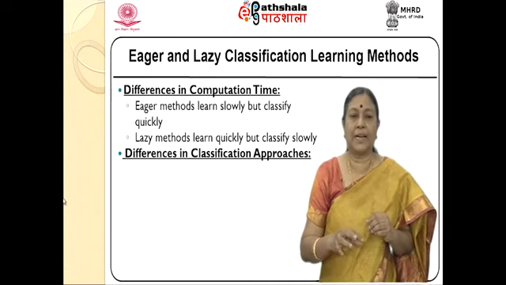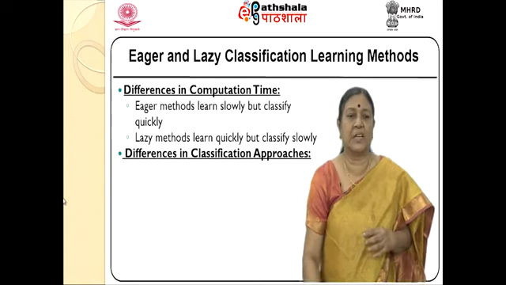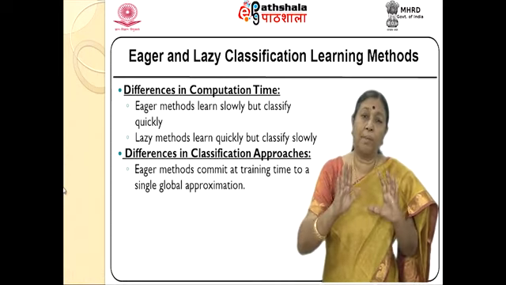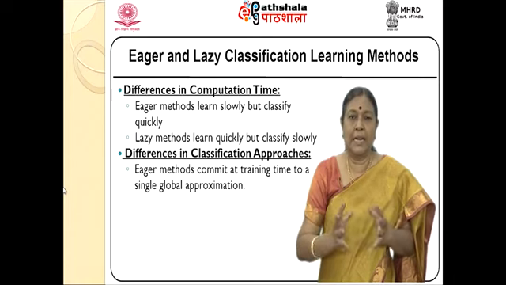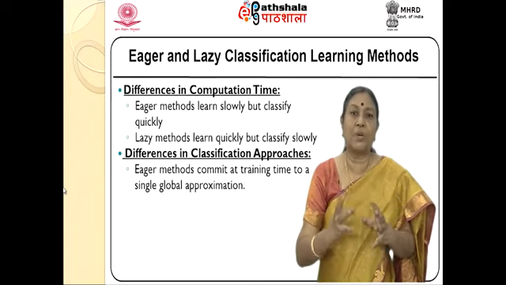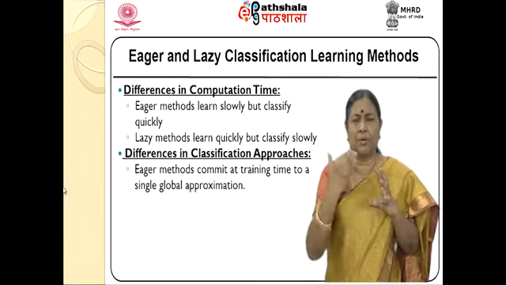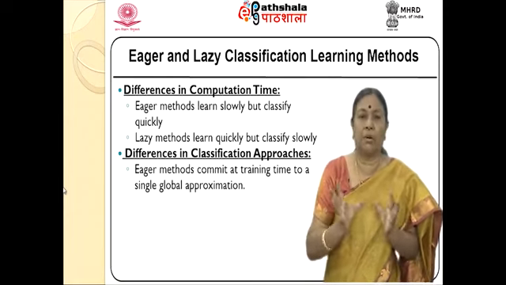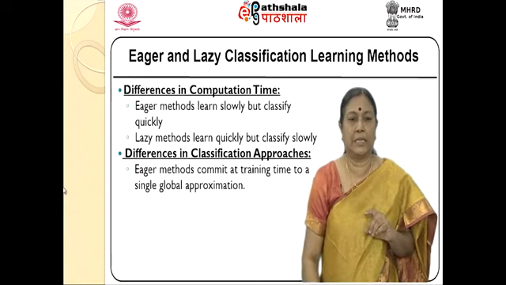Now that is about the computation time. If you look at the classification approaches, what is the difference? Eager methods commit at training time to a global approximation, because they take the training instances, assume they are a good approximation of what you want to do, and build a single global approximation of the training instances.